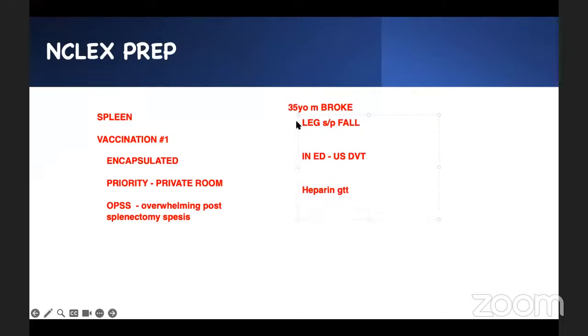What are you going to do? What is your plan for this patient? I started on heparin drip. What are you going to do? If you are the nurse, what do you anticipate? How about that? Anticipate. Order to anticipate, right? Bleeding precaution, okay? Somebody said bleeding precaution.